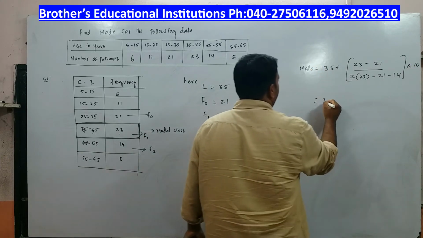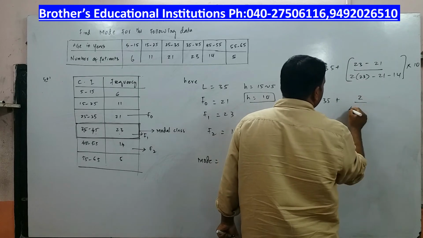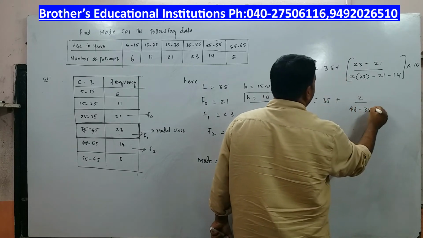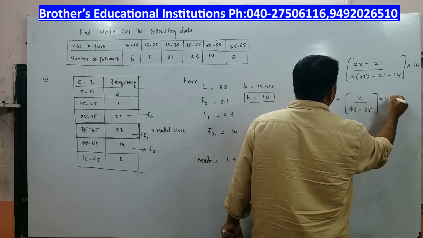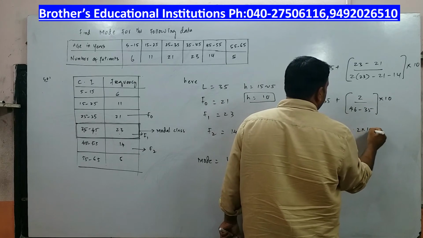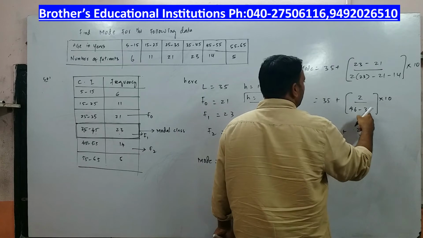Alright, so it is 35 plus what is 23 minus 21? 2. 23 2s are 46, and minus 21 7s are minus 35? No: 21 times 2 is 42... Taking the values as given: 46 minus 35, the brackets close, into 10. So it is 35 plus 2 into 10 by what is 46 minus 35? 6 minus 5, 1. 4 minus 3, 1.